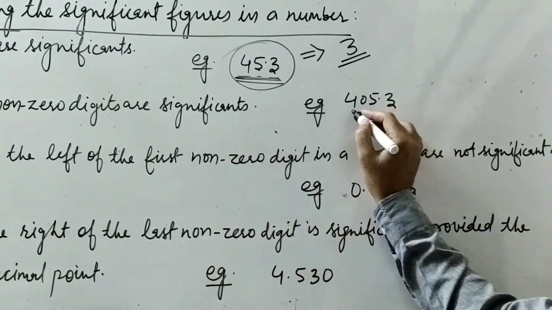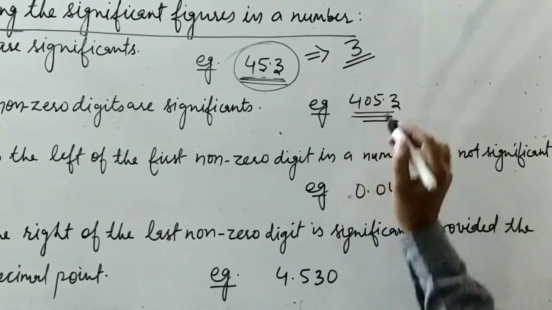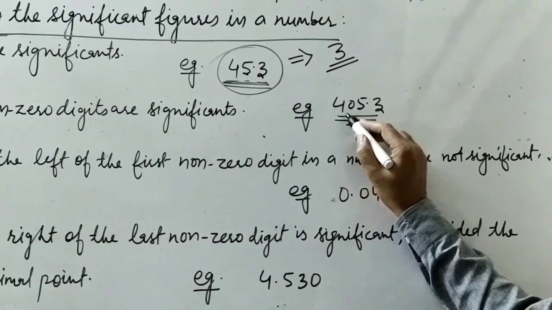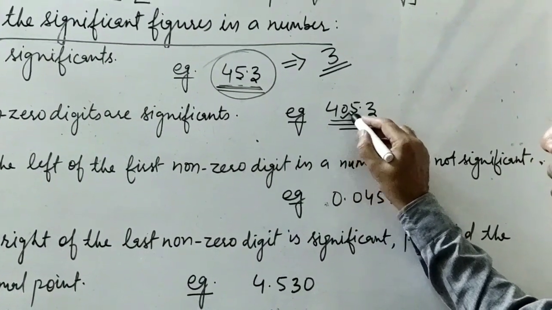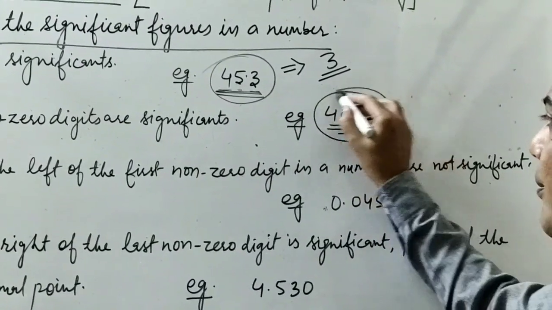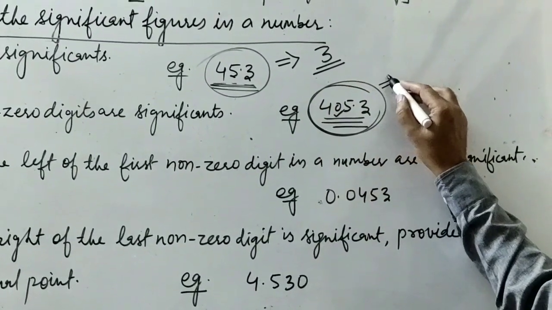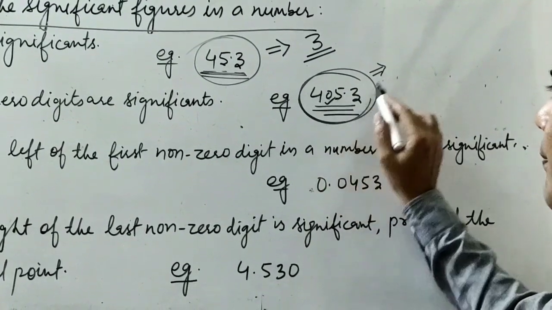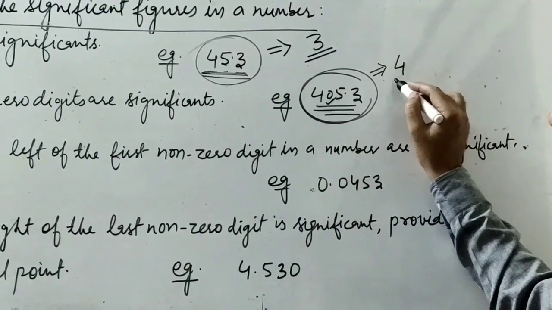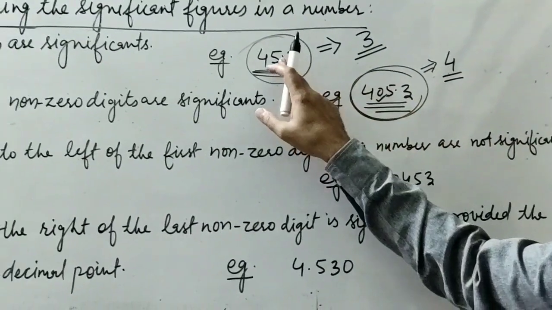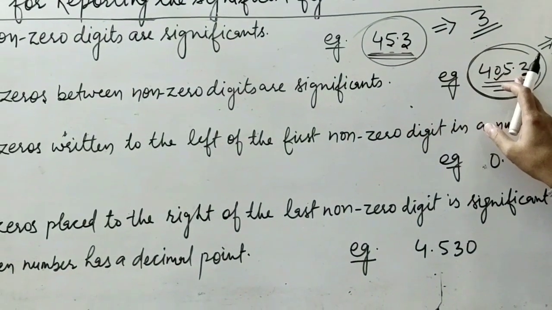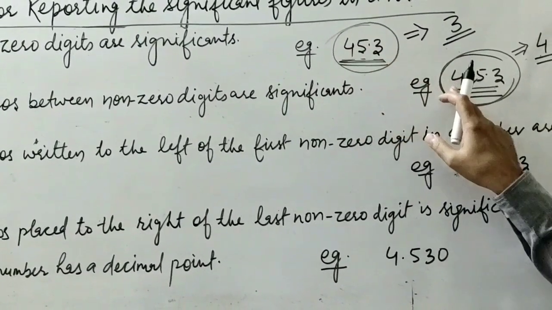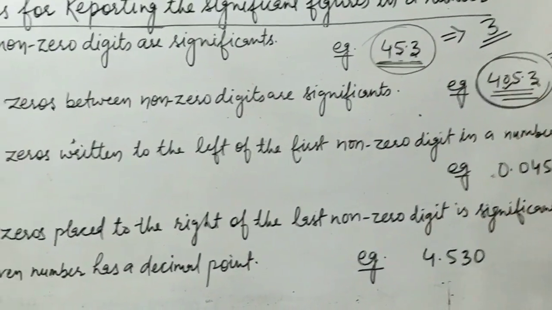Take the example 405.3. This zero is lying between 4 and 5, so it is considered to be significant. 405.3 contains how many significant figures? 1, 2, 3 and 4. Significant figures are 4. The decimal point is not considered towards significant figures. Only the digits are significant or non-significant.